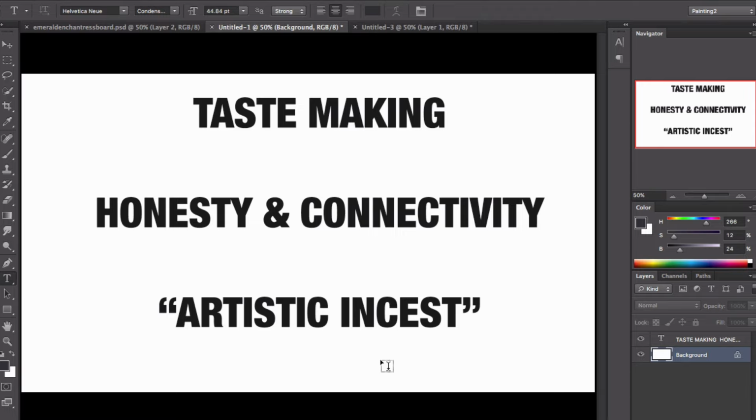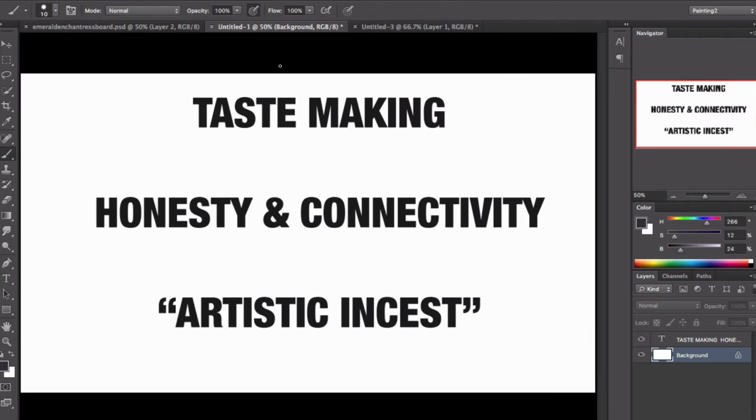It has to come from you, which comes back to honesty and connectivity. So you have to take artists and things that inspire you and connect to them honestly, and avoid artistic incest by connecting to them too closely and not actually doing anything with them that is reflective of you and fresh and interesting and justifying of their existence.